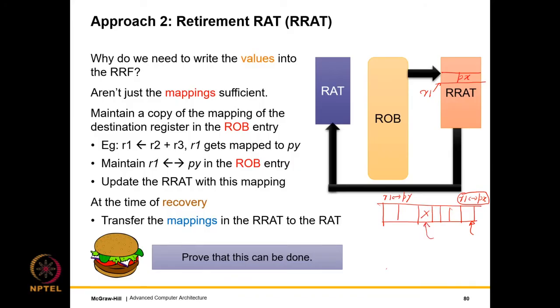Then we arrive at the branch. When we arrive at the branch, we will again find that R1's latest value is in px, and this value should be written to the actual register alias table, the RAT. But it is possible that by that time R1 has been mapped to py, which means we have fetched and renamed this instruction. So for R1 actually py is written, right? Let me write py over here.